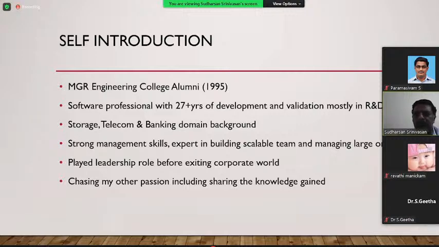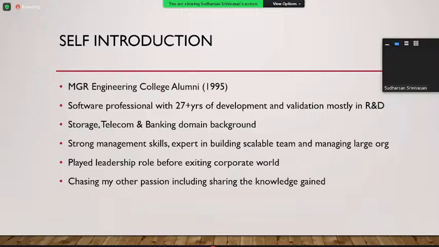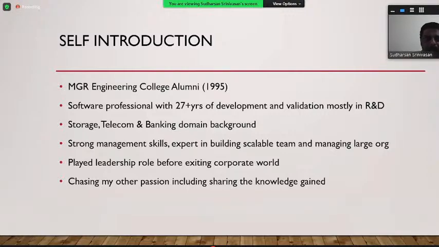So I'll give some practical examples to see what is R&D, and I will probably talk more about innovation, right? That is very key when we talk about R&D. I've worked in 3 different domains over a period of 27 years, though most of the last 15-plus years has been in the storage domain. I've also worked in telecom and briefly in the banking domain for 3-4 years.